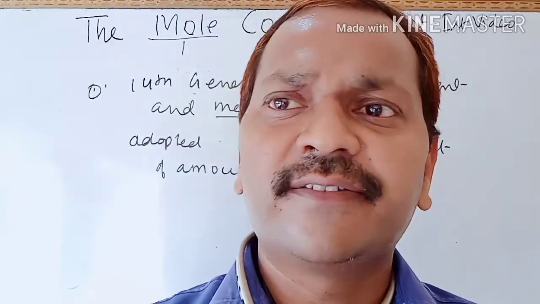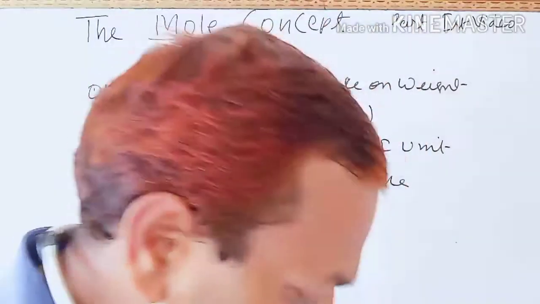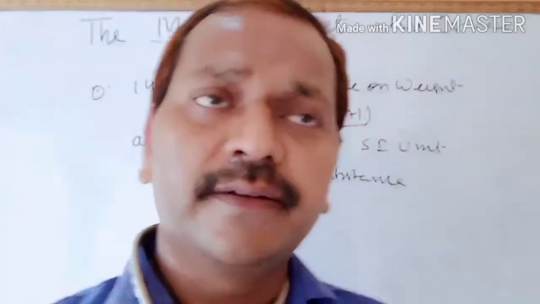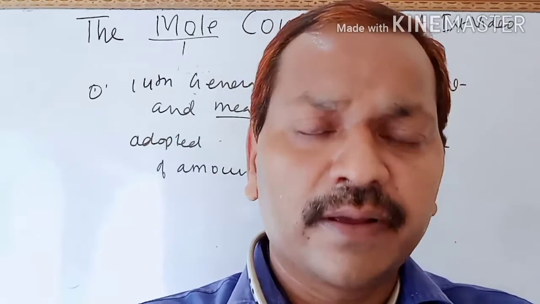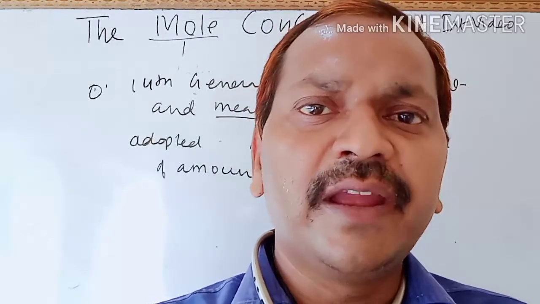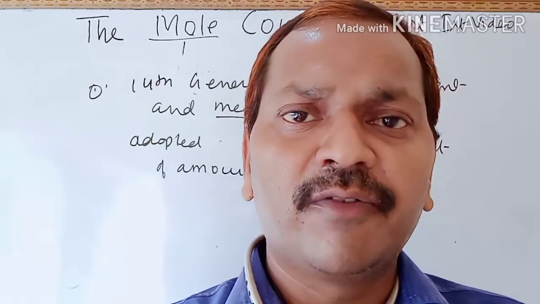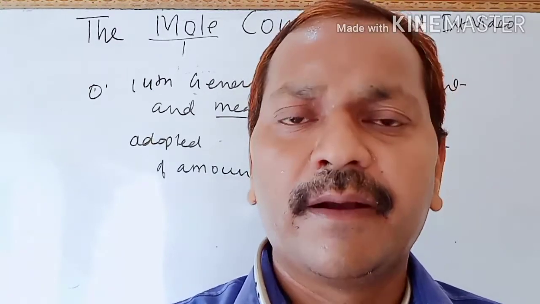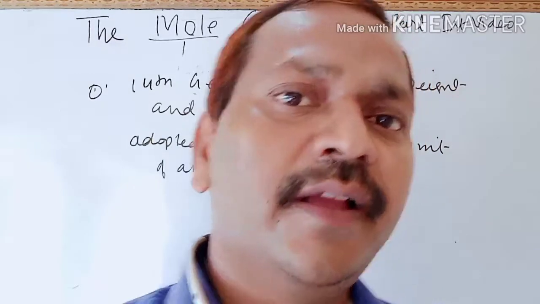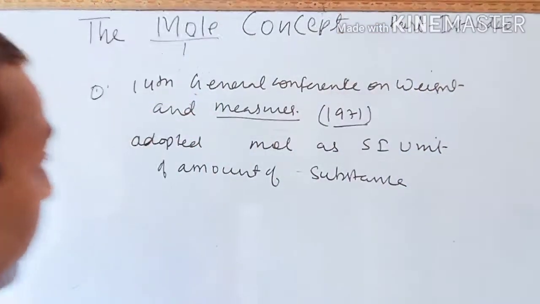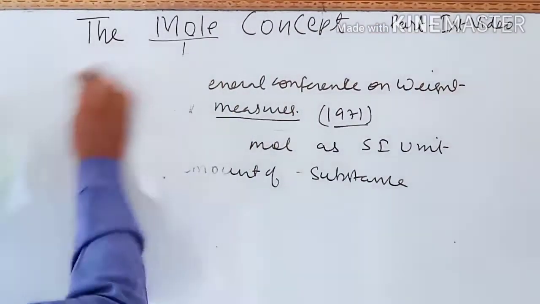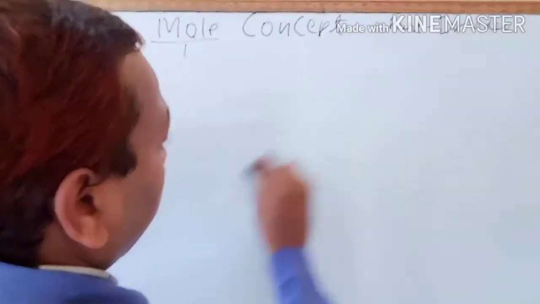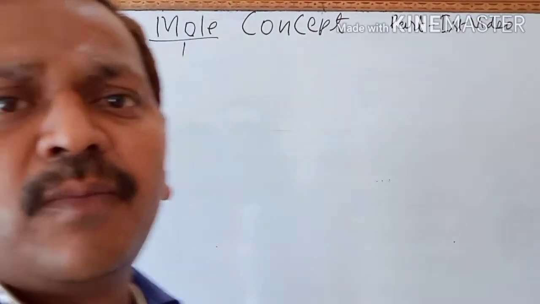So children, the next point we can add is that we can use the mole for counting atoms, counting molecules, counting ions, as a unit. So chemists have used the mole as a unit. Now next we will work on the definitions. So children, what is the definition of the mole concept?